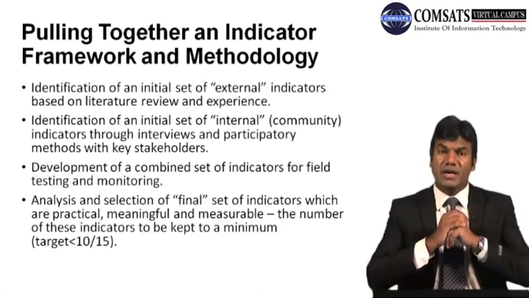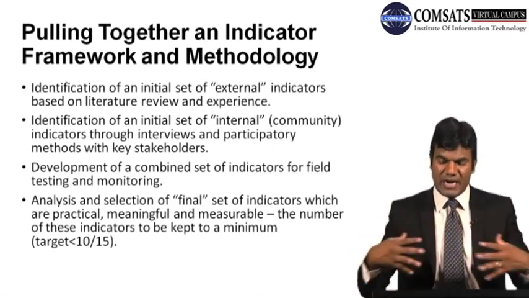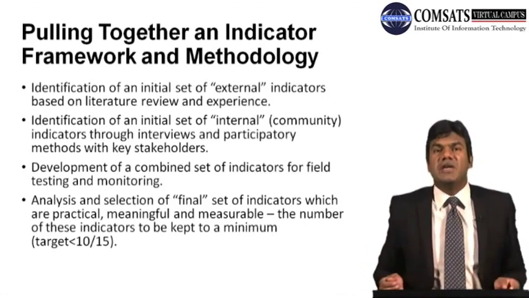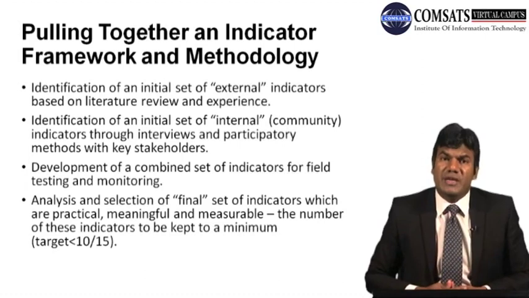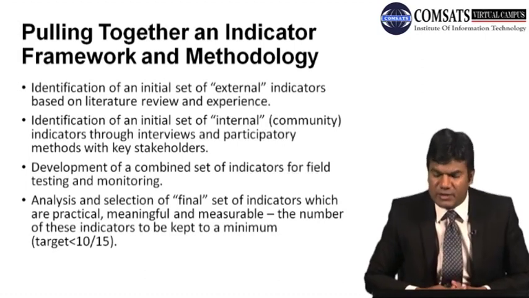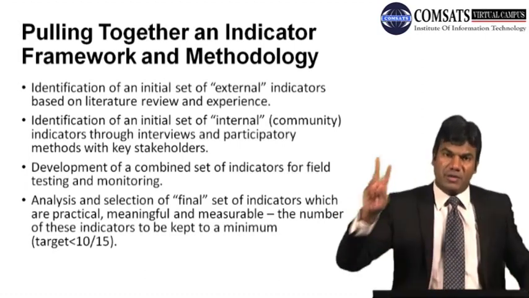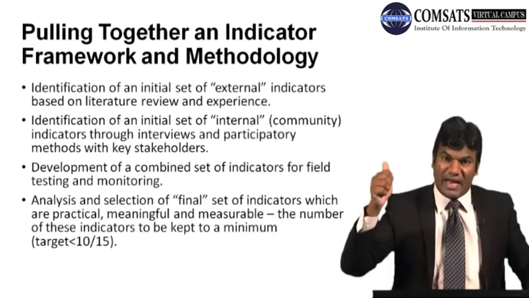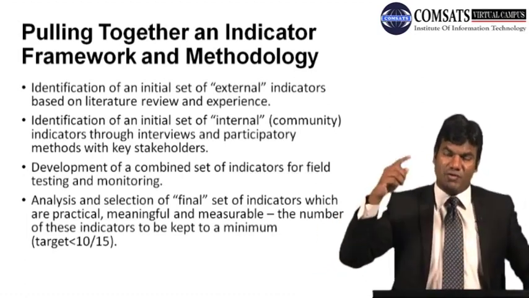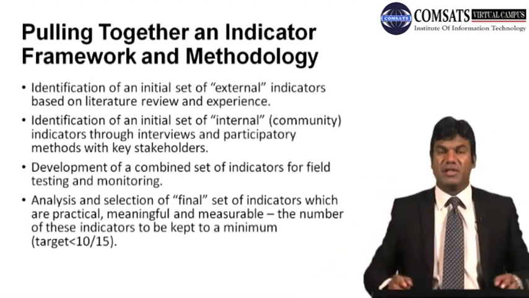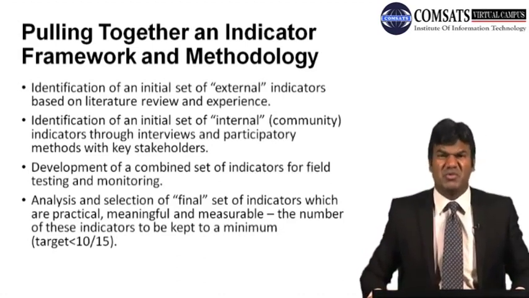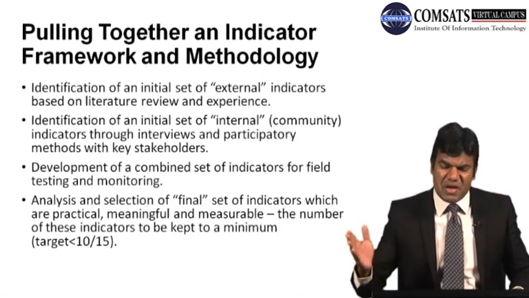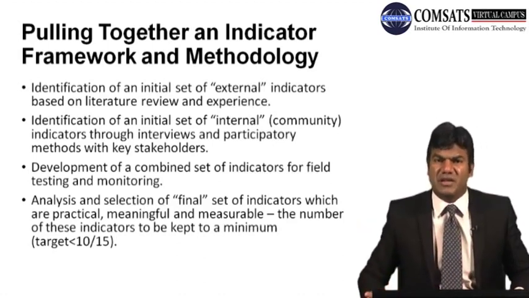अब आपके पास एक सेट ऑफ एक्सटर्नल इंडिकेटर्स आ गया, एक सेट ऑफ आपका इंटरनल इंडिकेटर्स आ गया. नाउ व्हाट यू डू, नाउ यू डेवलप अ सेट ऑफ कंबाइंड इंडिकेटर्स एंड यू फील्ड टेस्ट एंड मॉनिटर देम. उसके बाद, इन ऑर्डर टू मेक द फाइनल सेट ऑफ इंडिकेटर्स, दे हैव टू बी प्रैक्टिकल, दे हैव टू बी मेजरेबल, एंड नंबर थ्री, दे हैव टू बी मीनिंगफुल. And the number of these indicators are kept to minimum, usually kaha jata hai from maximum 10 to 15 tak rakhe.